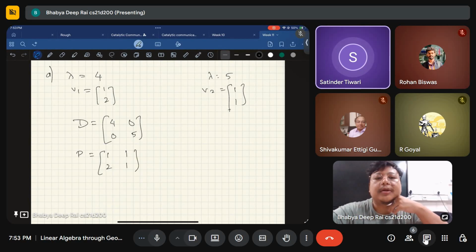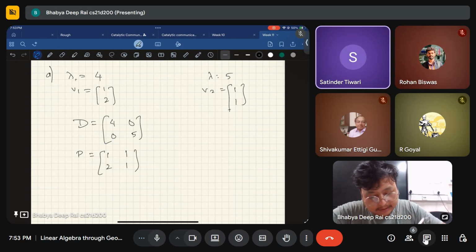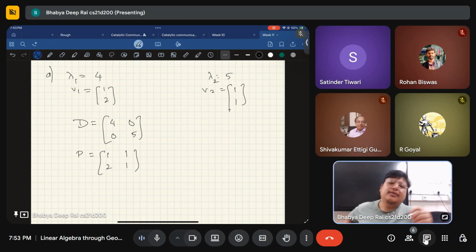Excuse me, sir. When we are doing diagonalization, with the lambda values we have got, do we have to write them in descending order? No, this is not required as far as I know. As long as you maintain that this is lambda 1, this is lambda 2, and this is v1, this is v2, it should be fine.